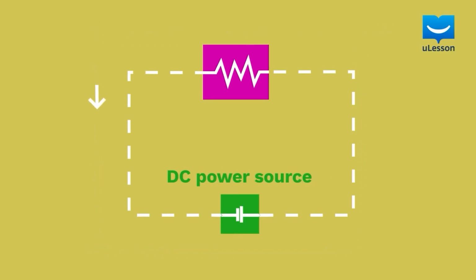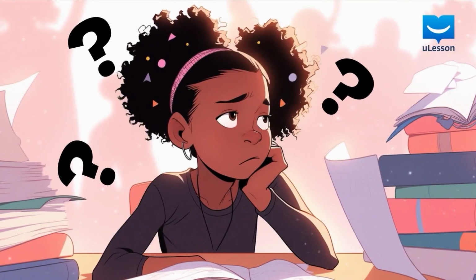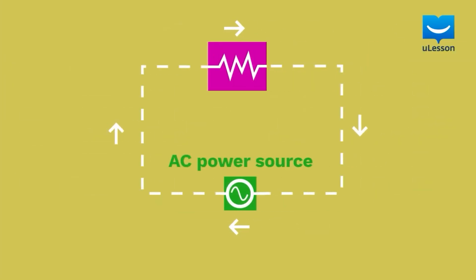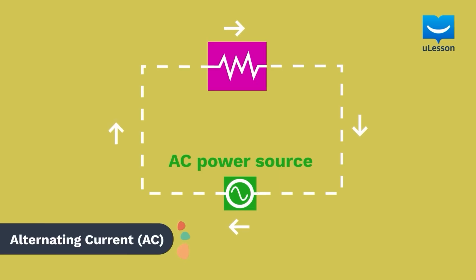That may not sound like a big deal to you. In fact, you may ask, are currents not supposed to flow in a single direction? Not necessarily. Currents can actually periodically reverse the direction of their flow in a circuit. This kind of current is called alternating current, or simply AC.